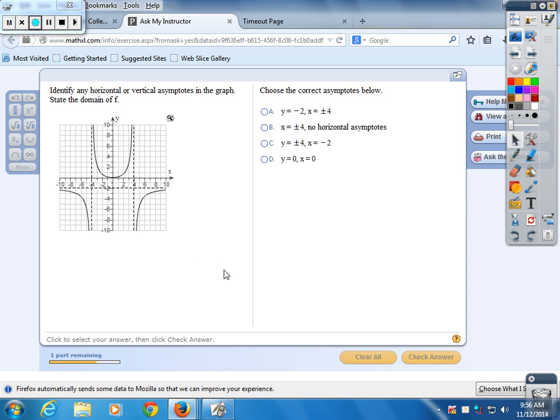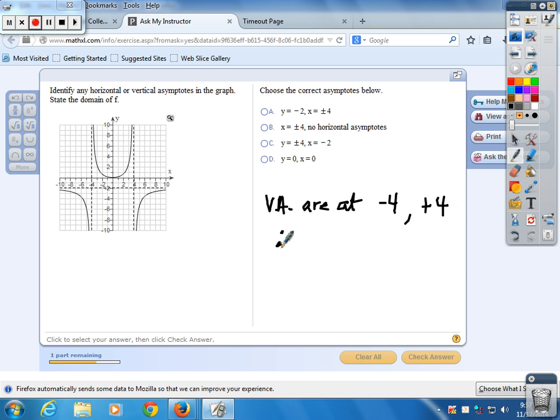Okay, it says identify any horizontal or vertical asymptotes in the graph. State the domain of f. All right, this is a somewhat easy problem because you don't have to do much. All you have to do is just look. The vertical asymptotes are at -4 and what? +4. So you take your handy dandy marker and you say vertical asymptotes are at -4 and +4.